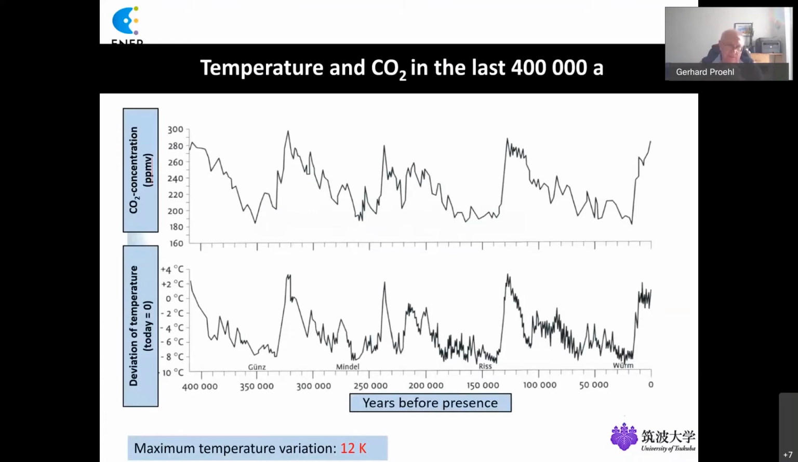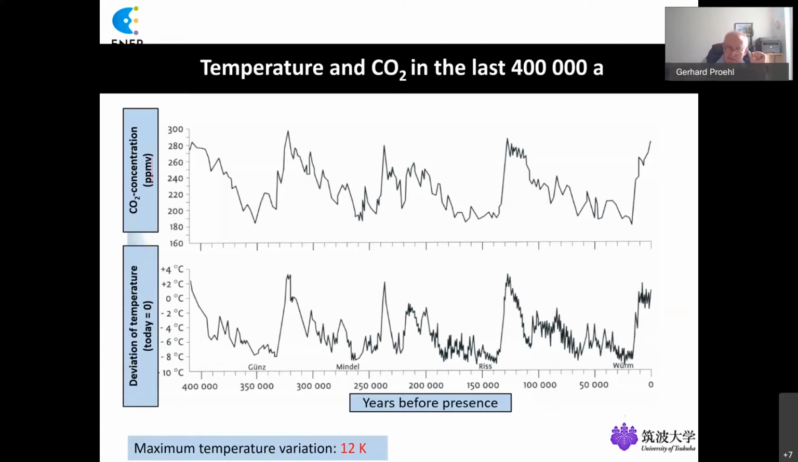Both the temperature and the carbon dioxide concentration in the air in the last 400,000 years. You see pretty high variations of temperatures, which seems to follow the concentration of carbon dioxide. But the most important thing here is when you look 400,000 years back, you see there's a variation in annual temperature, let's say, of plus 4 to minus 8, minus 9 degrees Celsius. So there's a delta, a variation of 12 degrees Kelvin.